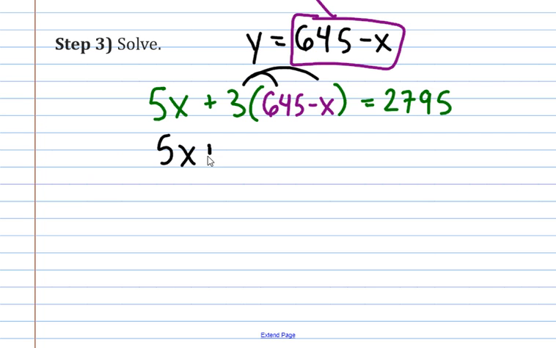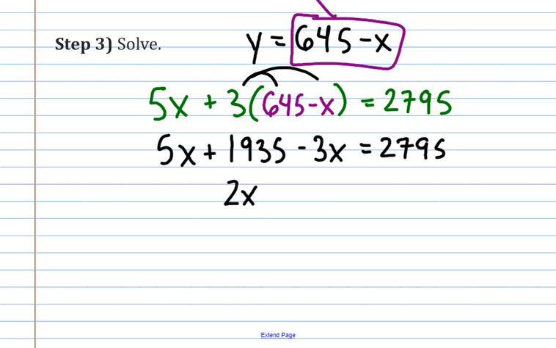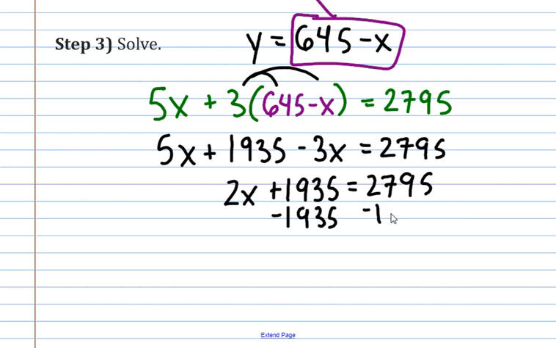I get 5x plus 3 times 645. That's going to be 1935 minus 3x equals 2795. I combine my like terms. I have 5x minus 3x over here. That's 2x plus 1935. I now need to subtract 1935 from each side. These will cancel each other out. I then just get 2x equals 2795 minus 1935 is 860, which if I divide by 2, I get 430.